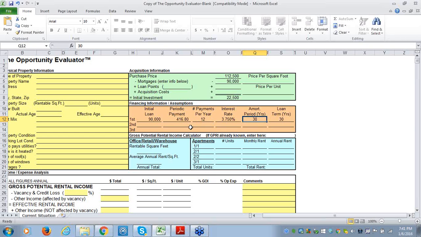So in any case, back to the example here, you can see we have a monthly payment of $416.80. Our initial down payment is $22,500, and of course the loan amount is $90,000.